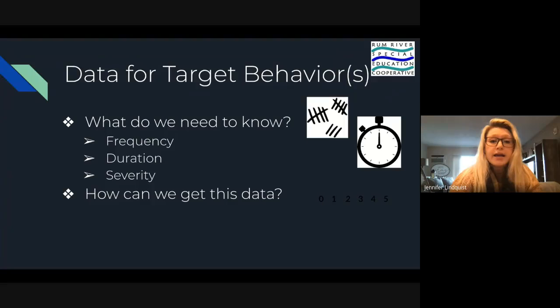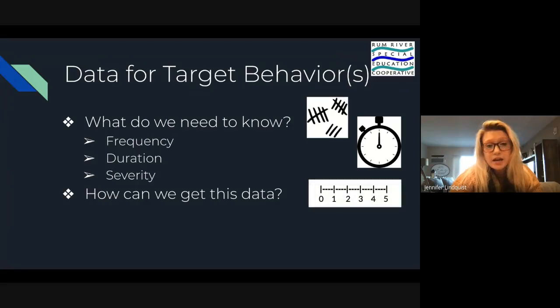And severity, we like to use a rating scale, an objective rating scale set before the target behavior observation period to help us know the severity of that behavior. So sometimes for physical aggression, we might have a 5 be an open wound or blood observed, and we might have 1 just be a small mark.